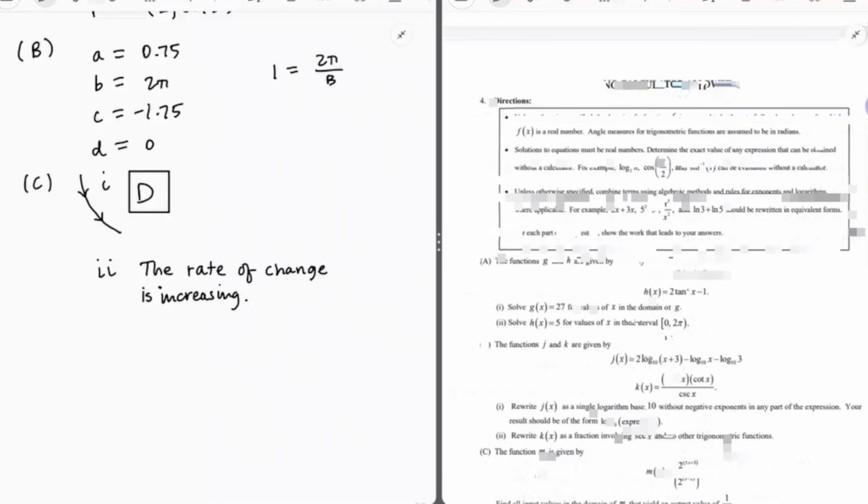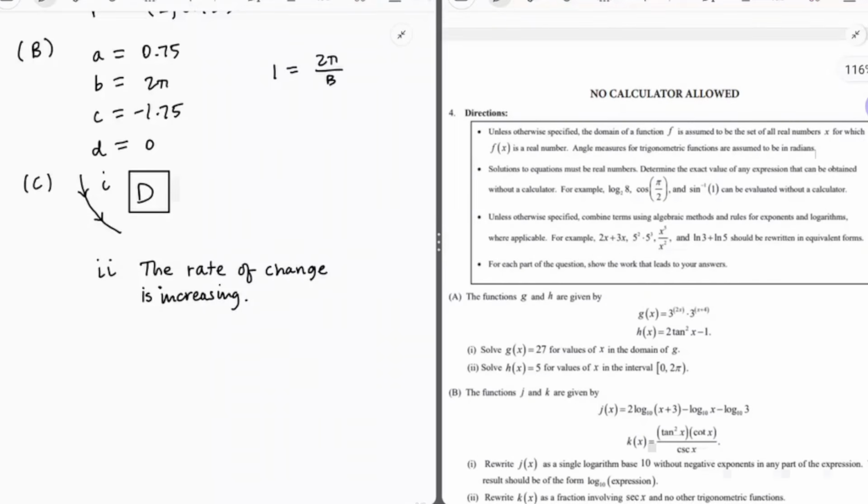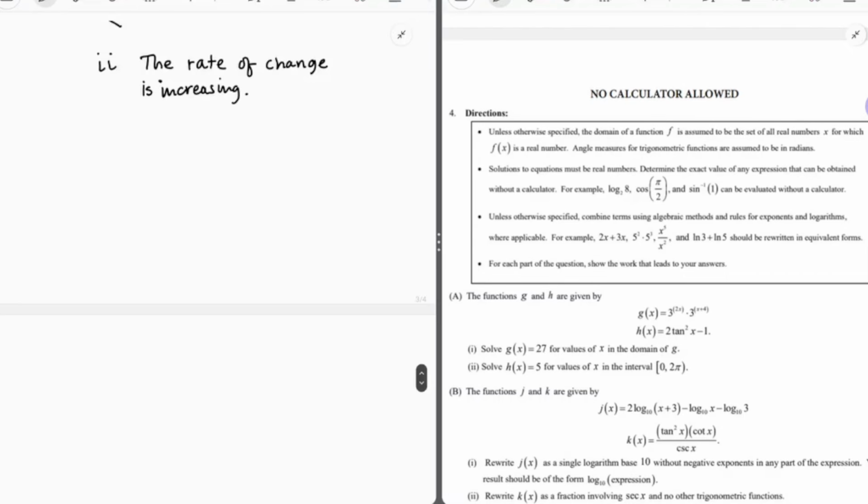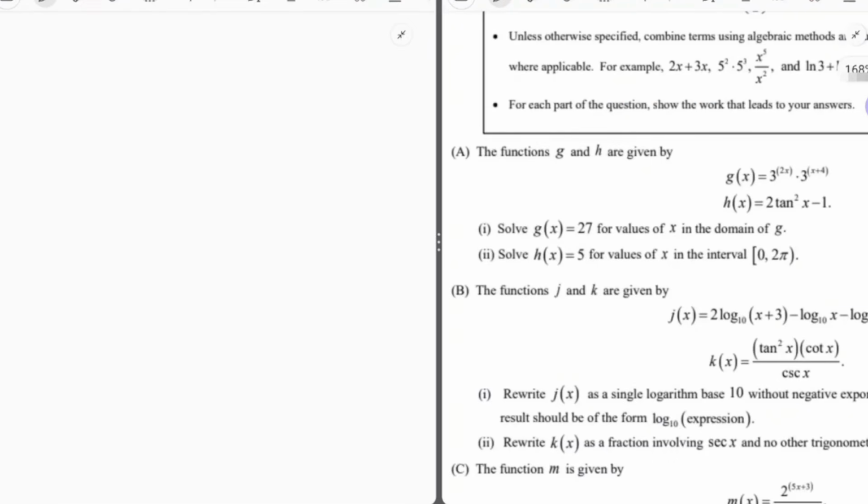Remember, number 4 is the one where we have to be very careful about simplifying our answer. I tried to zoom in on it some, but you've seen the box before, you've read it, you know what the deal is. We must simplify our answer. So functions g and h are given here, like an exponential and something with trig. So solve and solve. That's going to be pretty typical for 4.